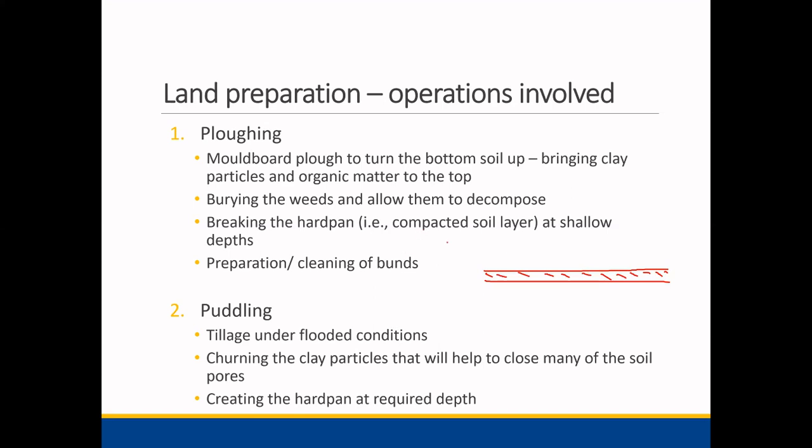Nowadays, if you go to see the rice fields, farmers are mostly using these rotary tillers. Because of the continuous use of rotary tillers, they will plow and work at a shallow depth. Because of that, the clay particles settle here at a shallow depth, and they will create a hard pan at shallow depth. A compacted soil layer at a shallow depth will affect the growth of the plants, because the roots have to penetrate through it. If you have a hard pan at a shallow depth, the growth will be retarded.